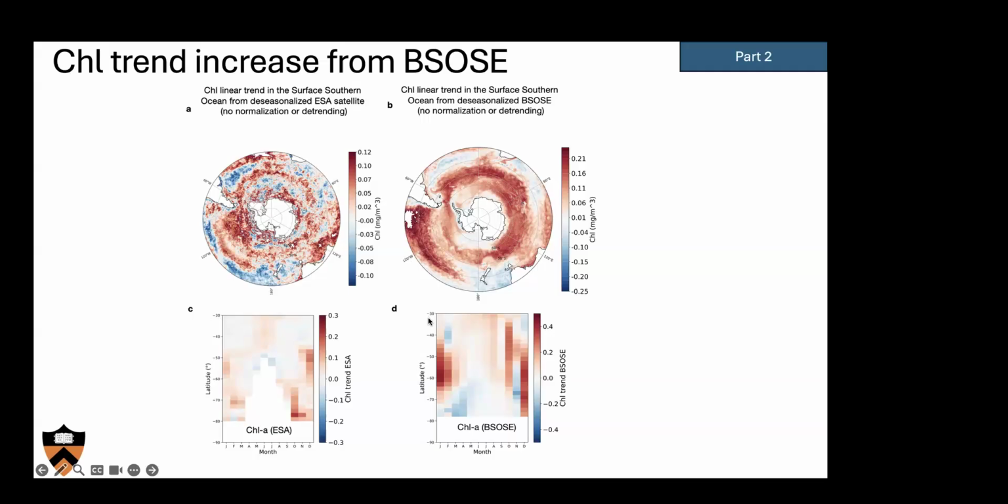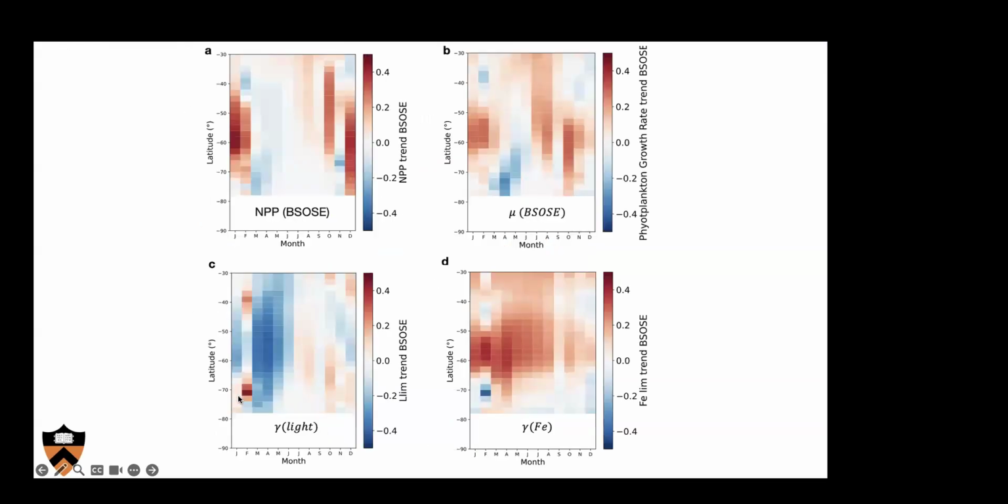But if you look at C and D, where you look at the seasonal dependence, Bisosi was able to capture mostly the seasonal dependence of this trend, except in this area here, because I think this is a model artifact. And this is the same seasonal dependence of the trend from the satellite data.